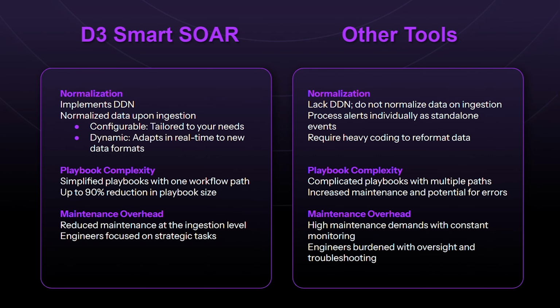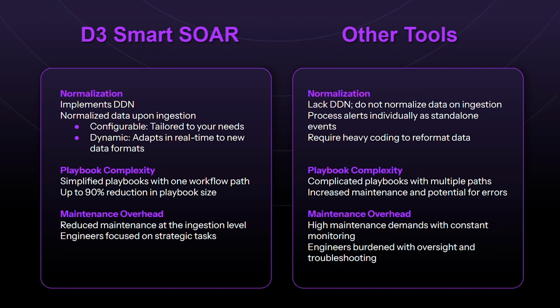So what are some of the core differences between D3 Smart SOAR and other SOAR tools? The first is that D3 implements dynamic data normalization while others do not. This means that these other tools are processing alerts individually as standalone events, and they require heavy coding in order to reformat that data. Now, the dynamic data normalization configuration in Smart SOAR is entirely configurable, which means it's tailored to your needs, and it's dynamic, which means it adapts in real time to new data formats.